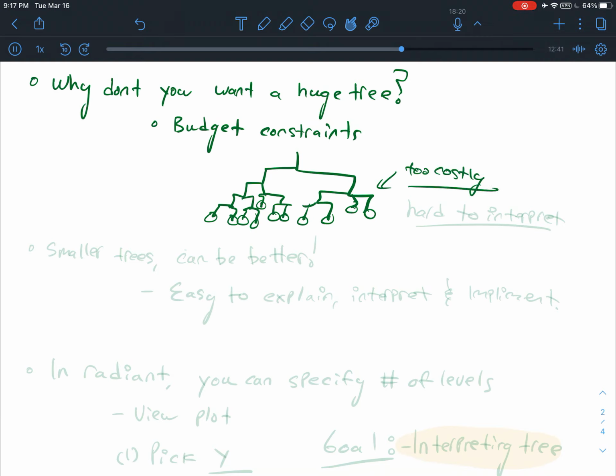All right, this is hard to do. And in fact, it's very hard to interpret. It's too costly and it's hard to interpret. So actually, a lot of times, smaller trees can be better, right? Because smaller trees are easy to explain and interpret and implement.